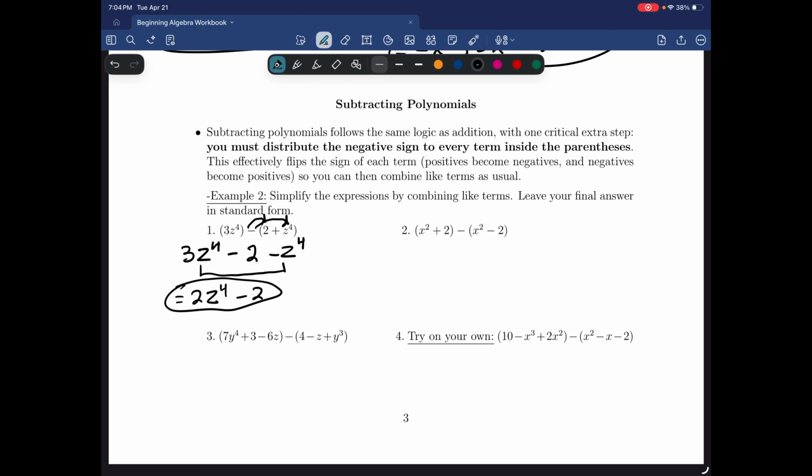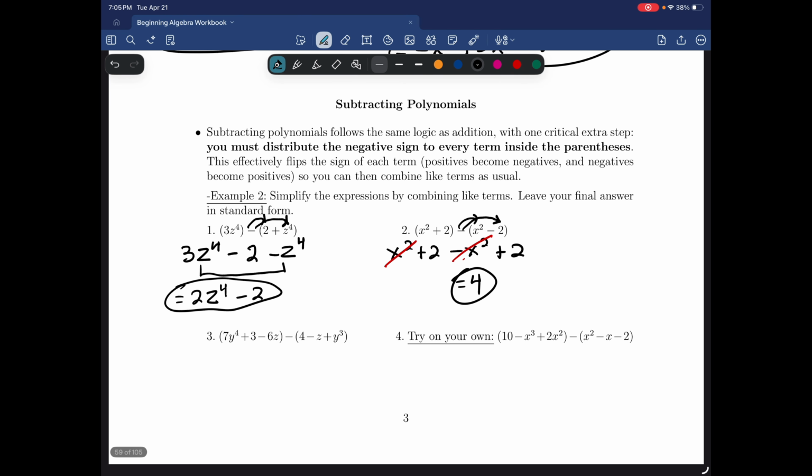Taking a look at example 2, let's distribute in this negative to both the terms. And when we do that, we get x squared plus 2 minus x squared plus 2. Now let's combine our like terms. We have x squared minus x squared. Those end up canceling. And then here we have 2 plus 2, which is just 4. And that's your final answer.